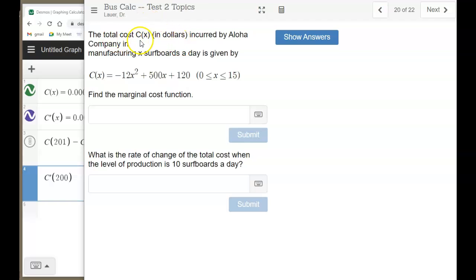The next problem is a total cost problem again. We want the marginal, so again we're going to have a c prime equals, and then I want the rate of change. That's the derivative, put in 10. I can show my answers.